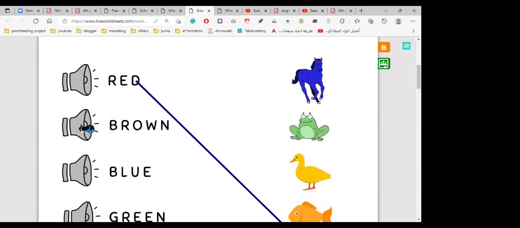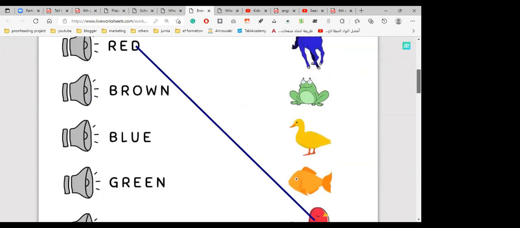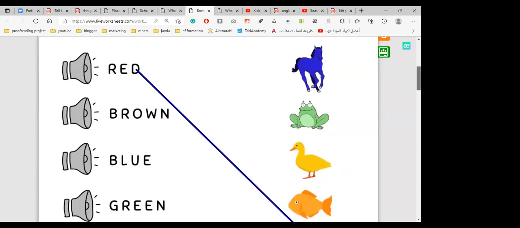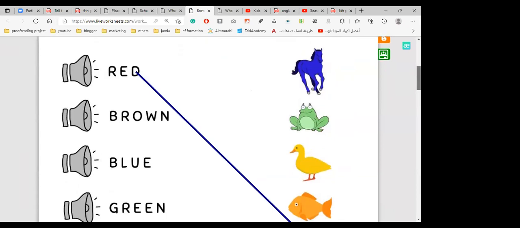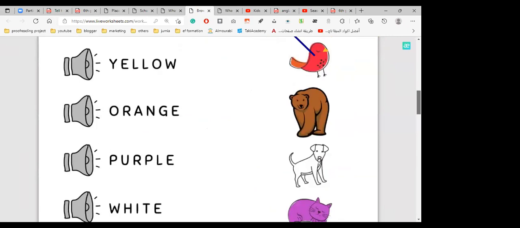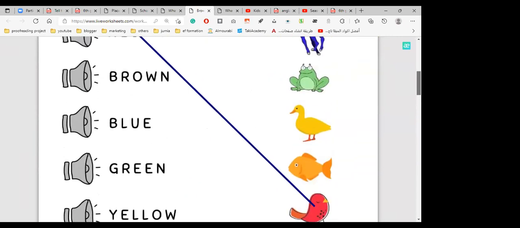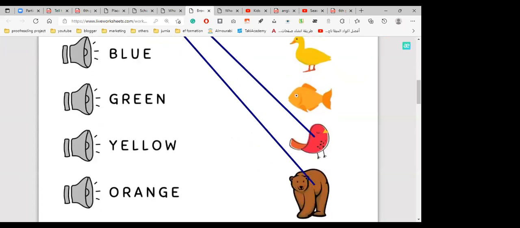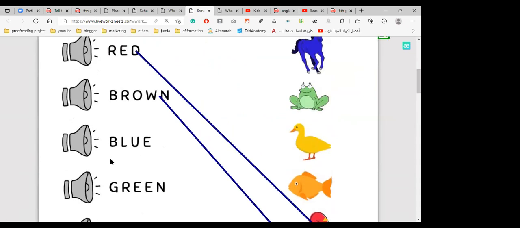Next color. Brown. So, which animal is brown? Like the hair or the eyes are brown. Do you know the brown color? No? Brown, like chocolate. The bear. Yes, very good. The bear is brown. Very good.